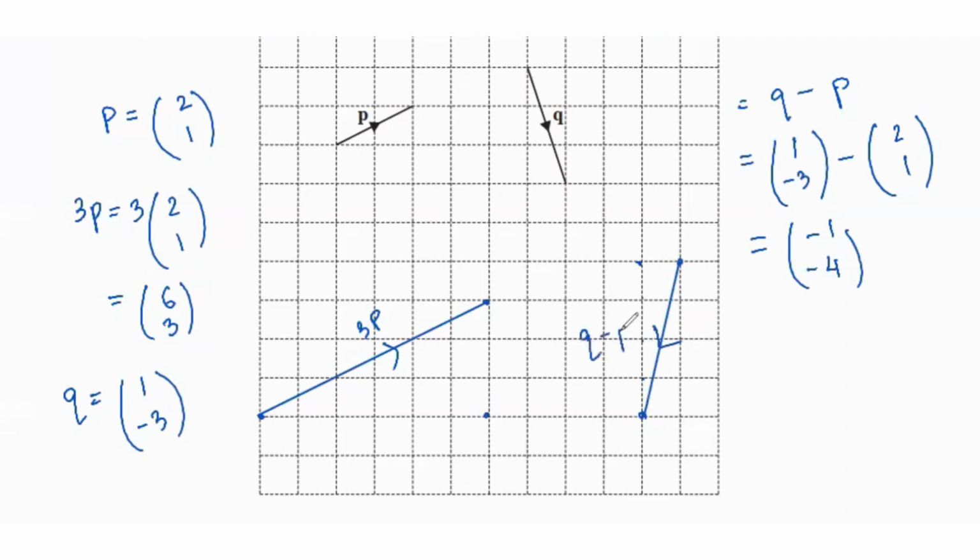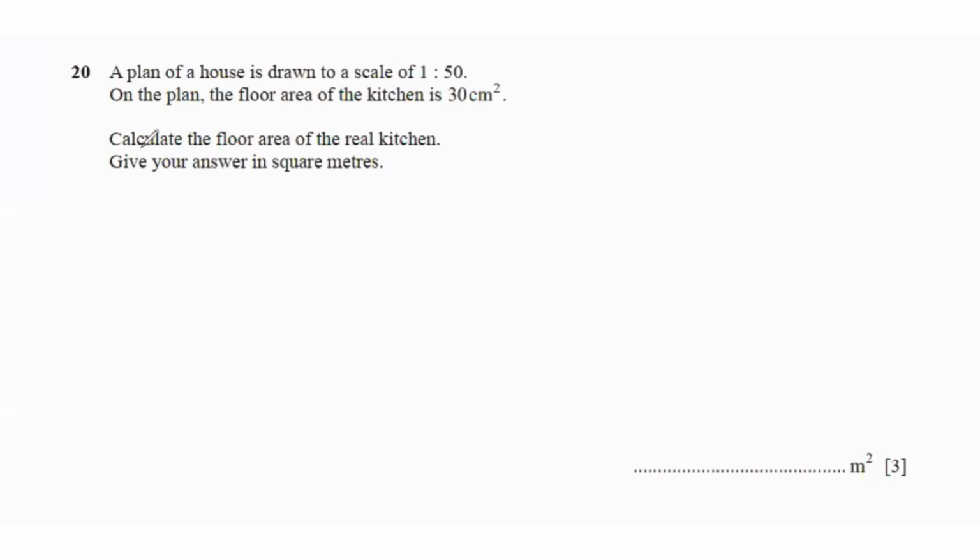q minus p. In question 20, it says a plan of a house is drawn to a scale of 1 is to 50. On the plan, the floor area of the kitchen is 30 centimeters square. Calculate the floor area of the real kitchen. Give your answer in square meters. So if on the scale it's 1 is to 50, first let's convert the centimeters into meters.